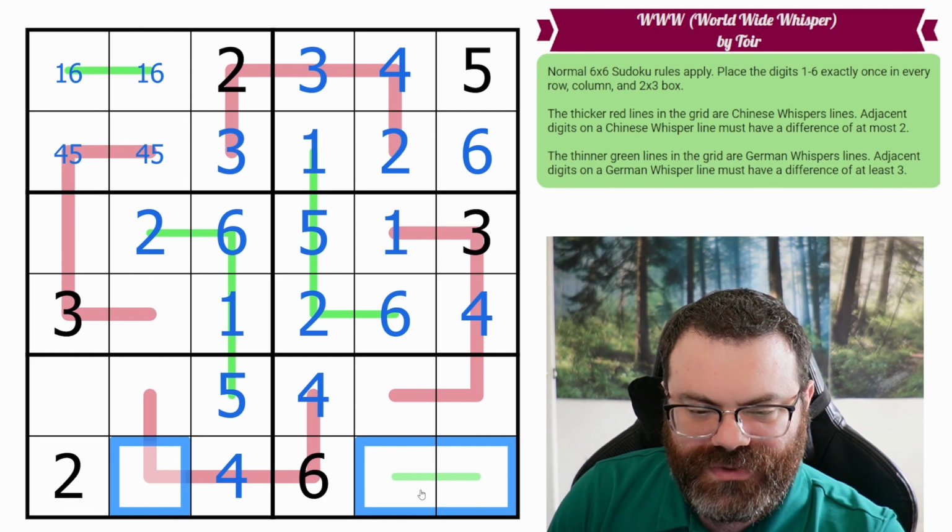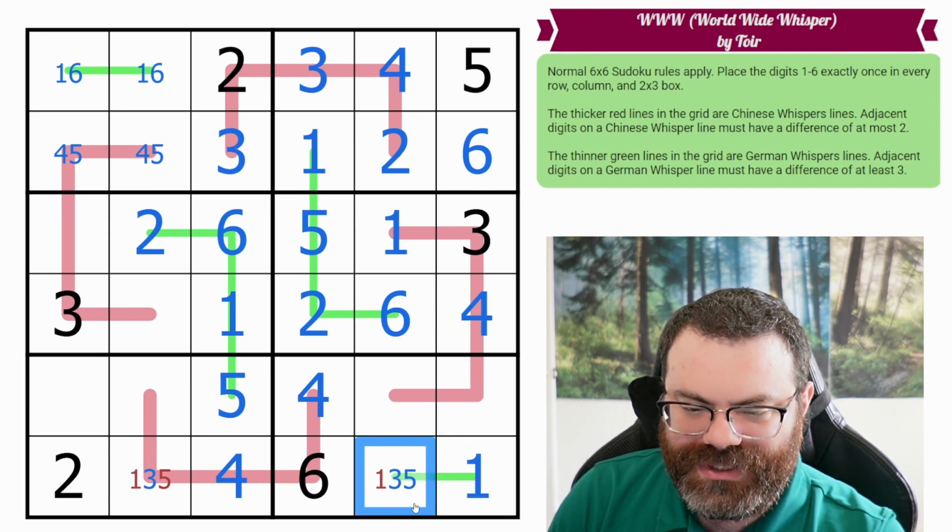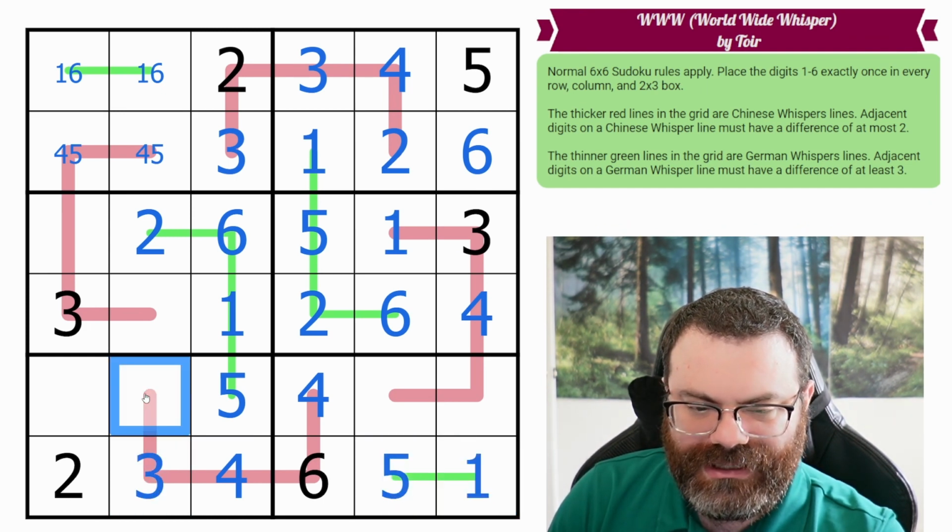Actually, let's fill what this row needs, because I think this whisper will help too. This row needs 1, 3, and 5. Ah, yeah, so that's a 1. 3 is too close. That's a 5. That's a 3. Very nice.